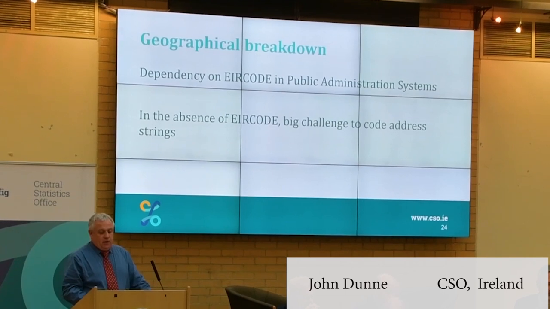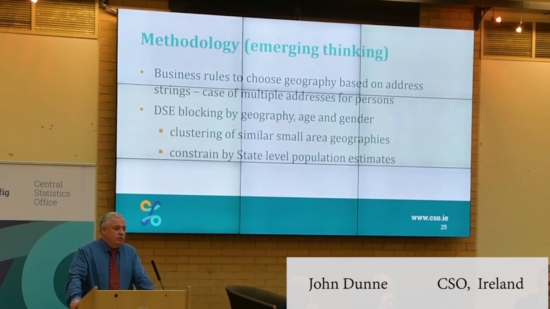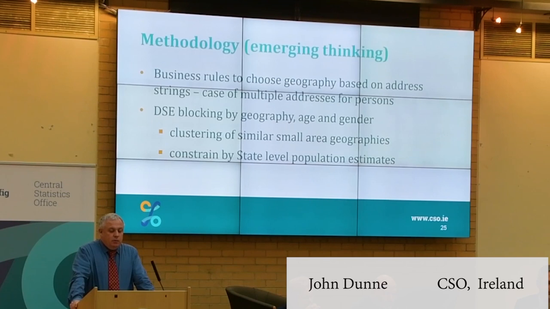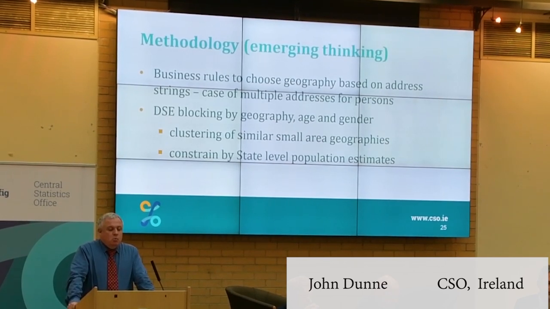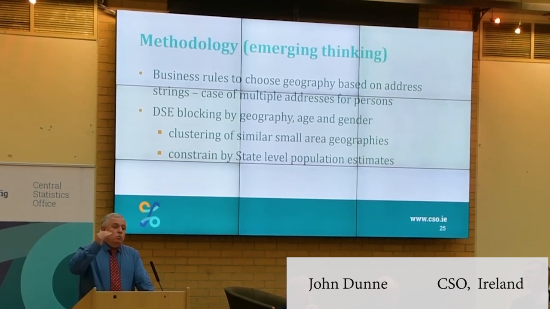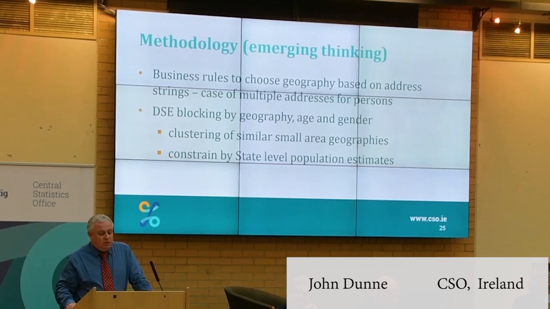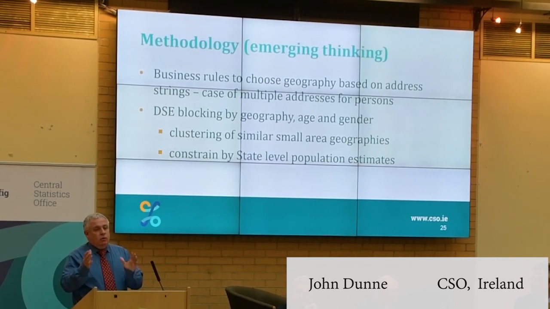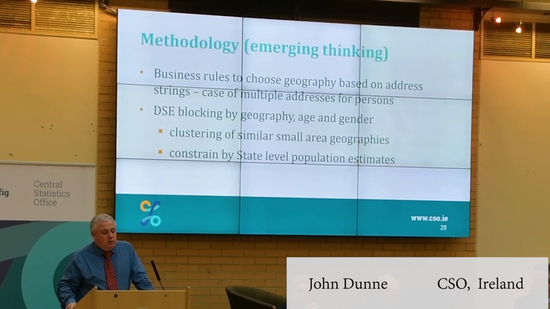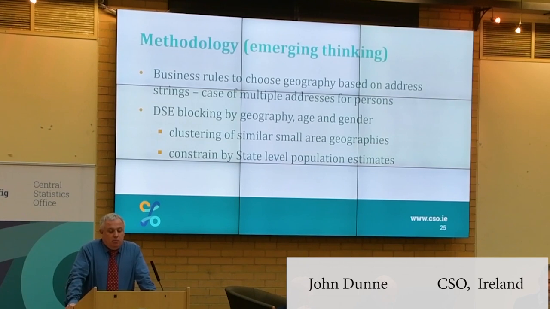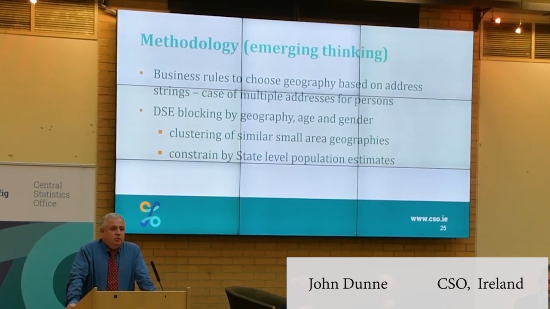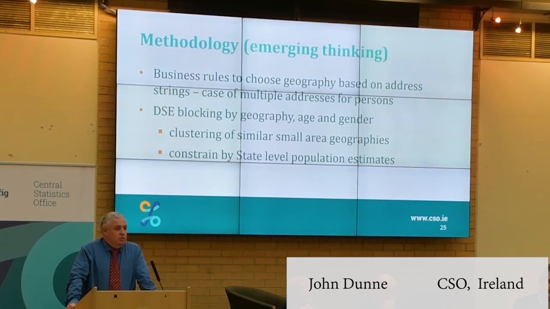Once we have Eircodes on the administrative systems, our thinking is somewhere along the following lines. People may have multiple addresses in the system, so we'll use business rules to choose the geography based on address strings. We'll prioritize the address strings based on the sources. And then in order to get the right breakdown at geography level, we can use some application of DSE, again, blocking by geography, age, and gender, and we can constrain the final estimates to state-level population estimates.